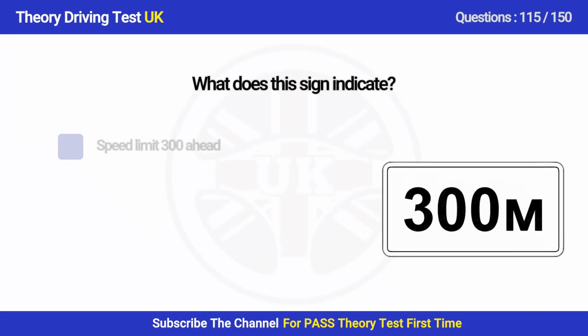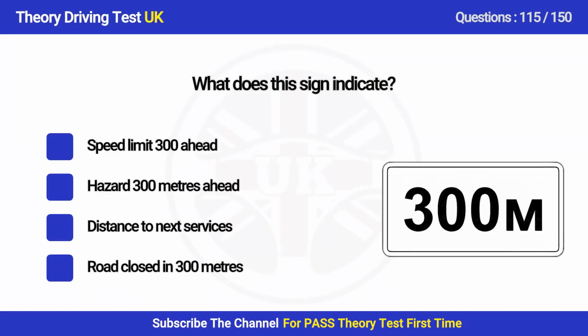Question 115. What does this sign indicate? A. Speed limit 300 ahead. B. Hazard 300 meters ahead. C. Distance to next services. D. Road closed in 300 meters.